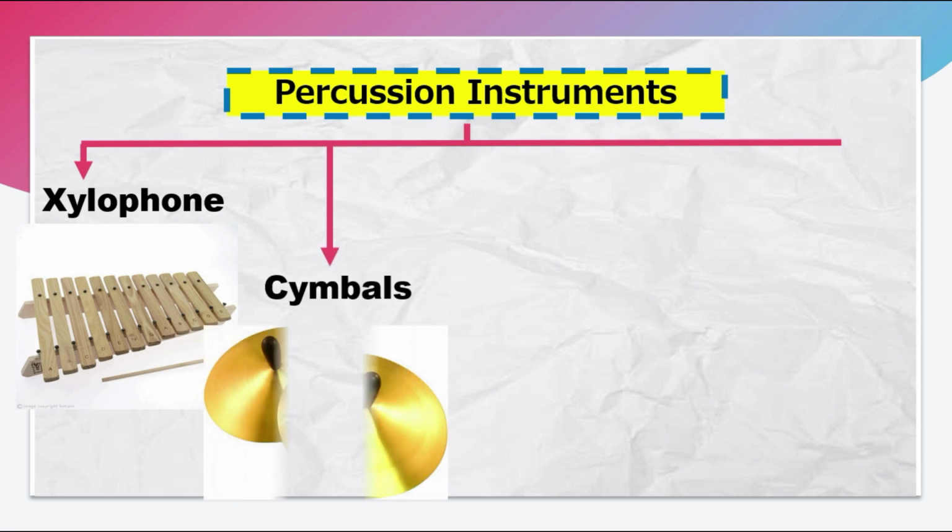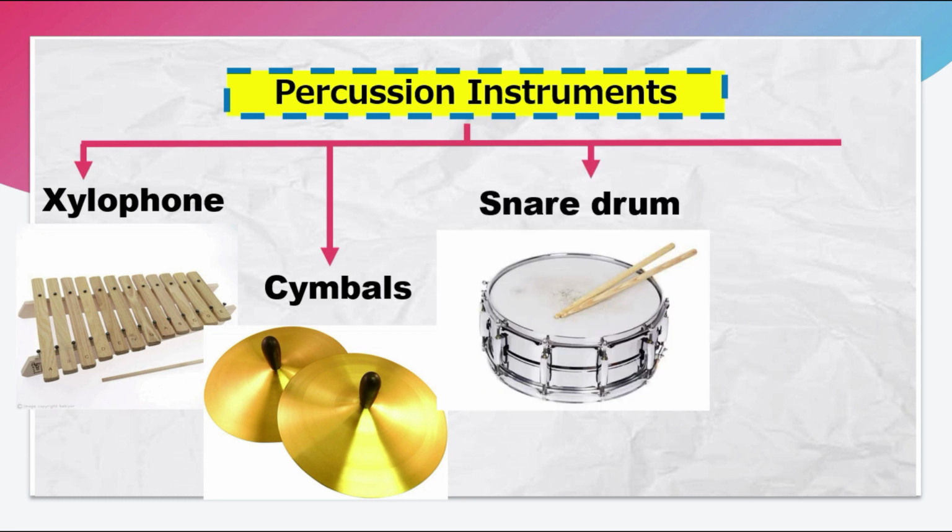Next, we have cymbals. Cymbals are two large metal discs made of bronze. Cymbals are used to accent rhythm, add excitement, drama, or create other sound effects. Third, we have what we call the snare drum. A snare drum is an untuned drum. It has no distinct pitch. They are used to keep rhythm and create special effects.